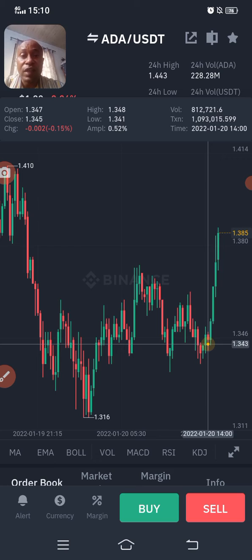And you can see that I bought at $1.34 and it has run to $1.38. So I'm on a good profit now. I can exit the market if I want, but I'm actually looking at something. Because this market is on a what?